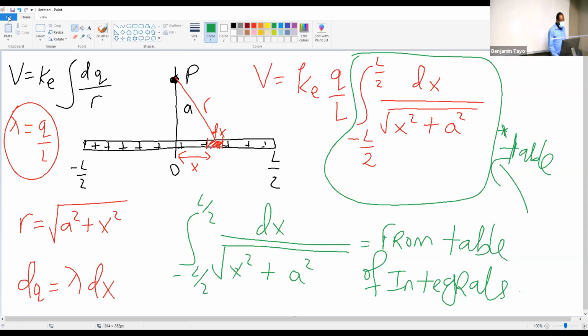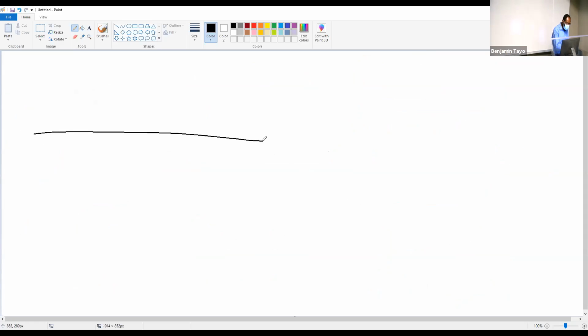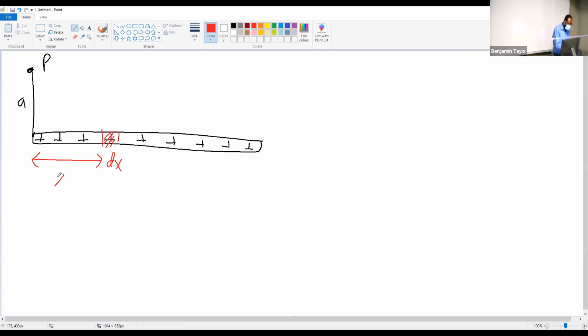So as an example, what if we want to solve the same problem, but now what if my point P is right here? And again, that distance is A. So if my point P is right there, I can do pretty much the same thing. So you say this is my dx here, and the distance from here to here is x. The distance from here to here is my r.